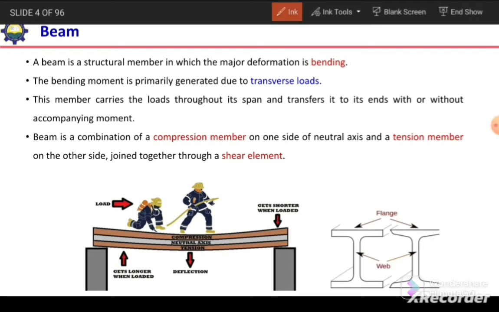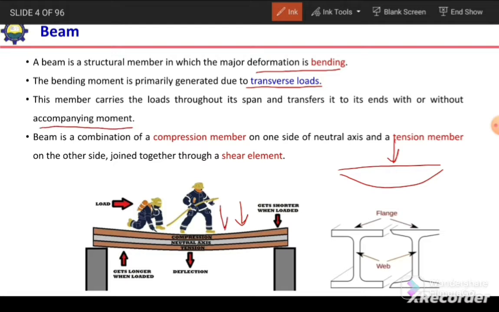So first of all, beam. A beam is a structural member in which the major deformation is bending. The bending moment is primarily generated due to transverse load. So transverse load acts on the beam, transverse to its longitudinal axis. This member carries the load throughout its span and transfers it to the ends with or without accompanying any movement.